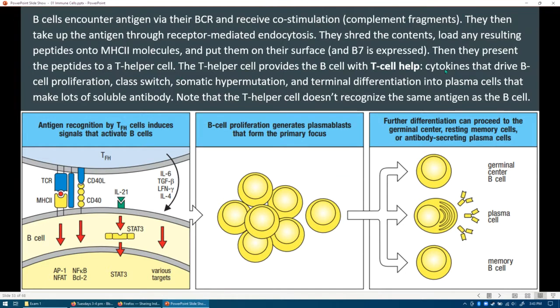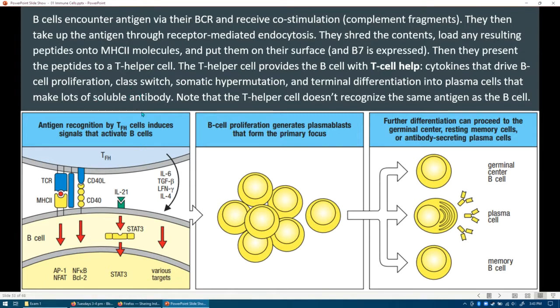But anyway, those cytokines are going to act on the B cell to do something, and it's probably going to promote multiple things. It's going to drive proliferation of the B cell, class switch to a potentially different class of antibody, somatic hypermutation, a process we'll talk about later, and a terminal differentiation event into a plasma cell, which is a short-lived cell that makes a ton of antibody.